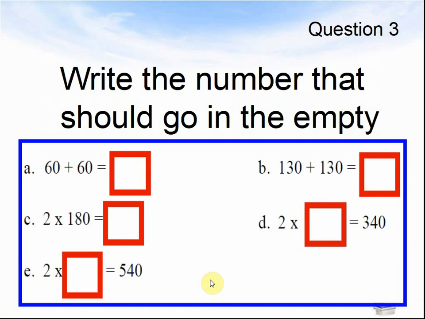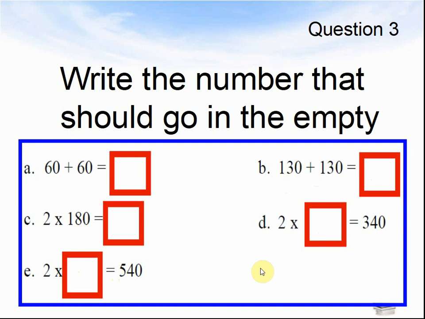Question 3. Write the number that should go in the empty boxes. 60 plus 60 equals something. 2 times 180 equals something. E is 2 times something equals 540. B over here, 130 plus 130 equals something. And D, 2 times something equals 340. Pause the video until you are ready for the answers.